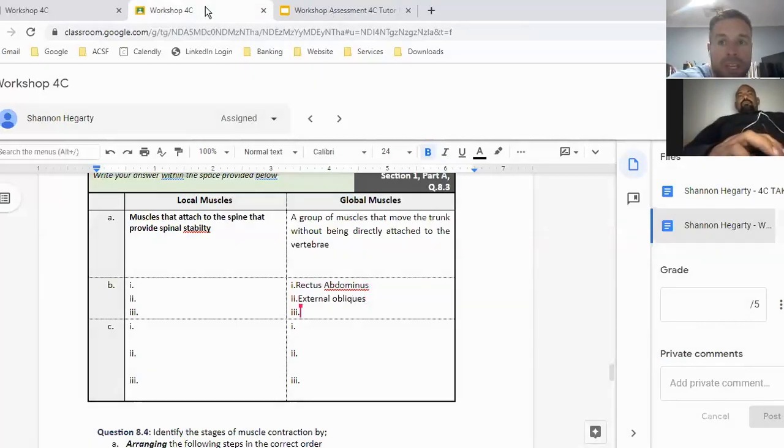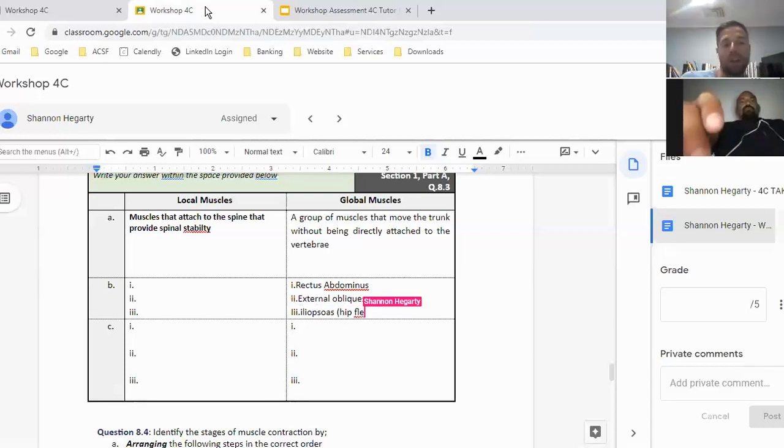What about the hip flexors? The hip flexors, which are called the iliopsoas. So I would write iliopsoas, I-L-I-O-P-S-O-A-S, and then in brackets, hip flexors. So there are three. They move the trunk, but without being directly attached to the vertebrae.